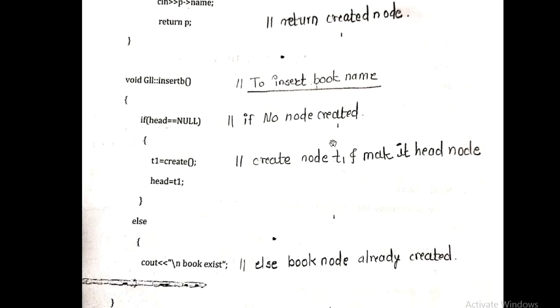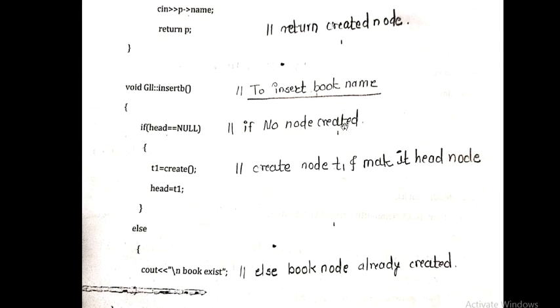Now next is insert B. So how do we insert the book over there? Initially we start the node with the book name. So how are we creating the book node? Again we use the scope resolution operator to access the member function of the class GLL, and the return type of this function is already declared as void. So that's why we take the return type as void, GLL scope resolution operator, and we define the function insertB, right? B stands for the book, to insert the book name.